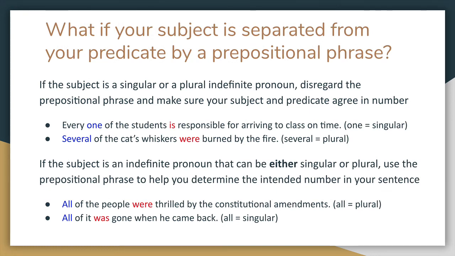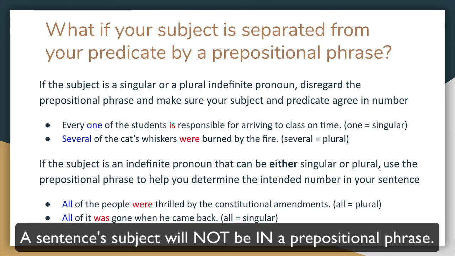Okay, now what if your subject is separated from your predicate by a group of words, say a prepositional phrase, or frankly any other group of words? You have 2 rules that you need to consider. The first rule is if the subject is a singular or a plural indefinite pronoun, then you just disregard the prepositional phrase and just make sure that your subject and predicate agree in number. In other words, if your indefinite pronoun is on the always singular list, then you will always use a singular predicate to go along with it.